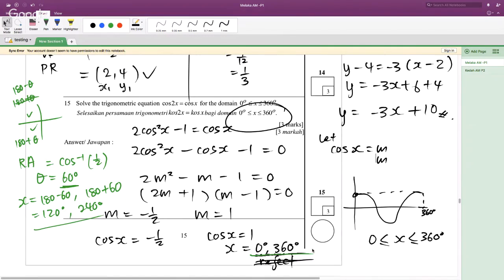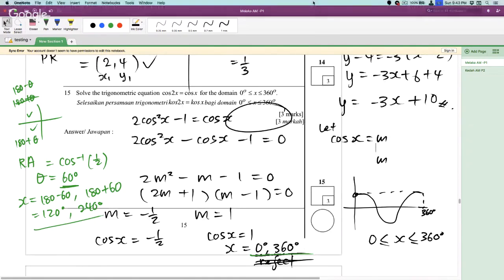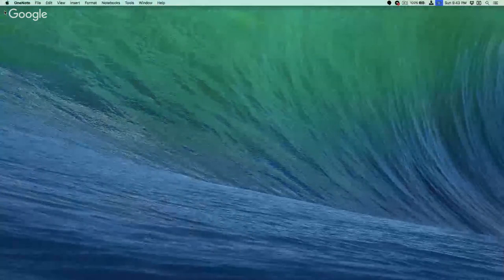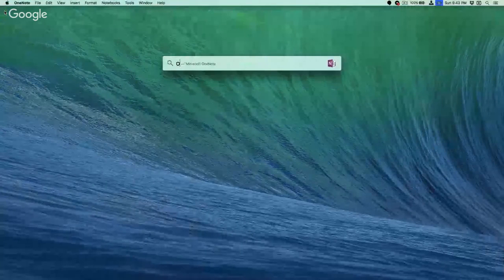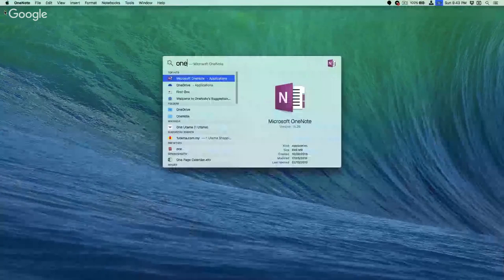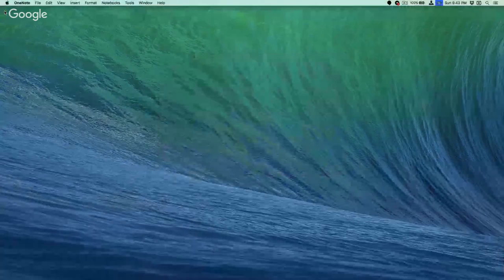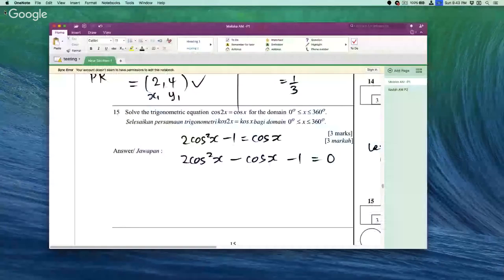All right, so yeah, it hangs again. And I will need to close the OneNote and open it again. Okay.